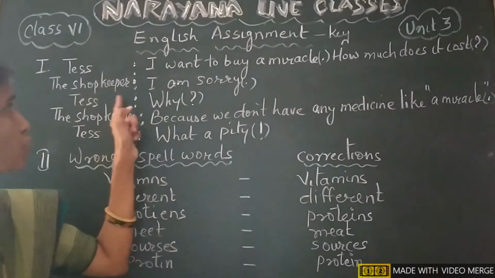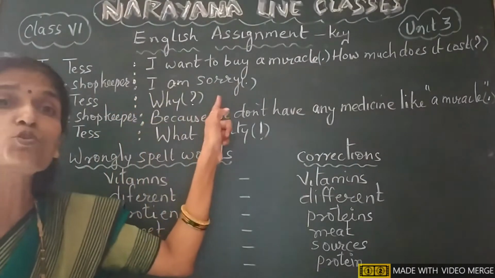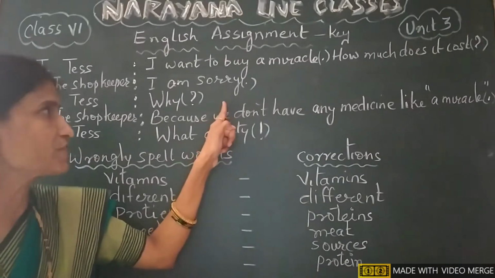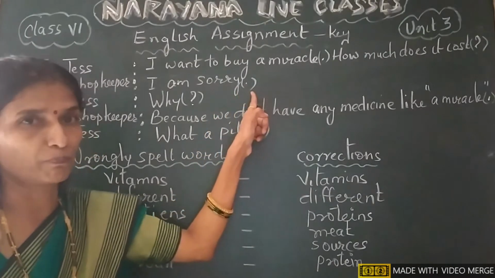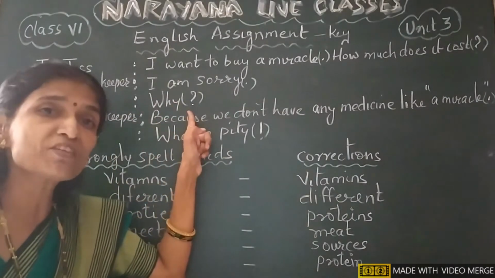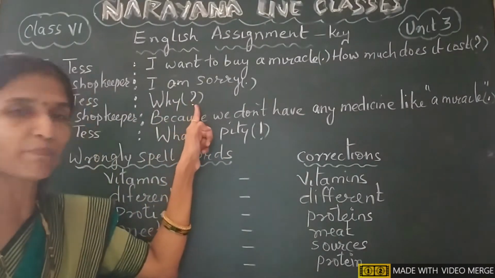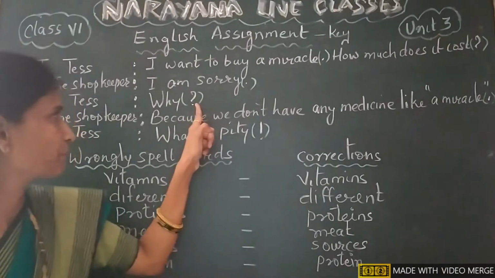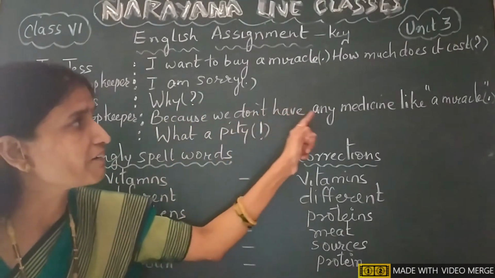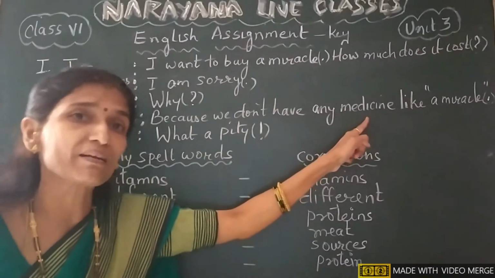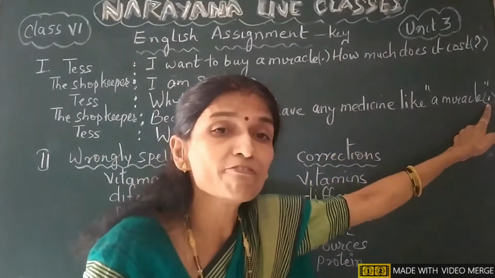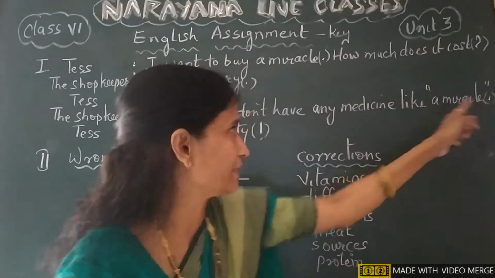Then the shopkeeper says, I'm sorry. Okay, so this is an assertive sentence, so we put a full stop. Then Tess says, why? It's a question, so we put a question mark as the sentence ending. Then the shopkeeper says, because we do not have any medicine like a miracle. It's an assertive sentence, so we put a full stop as the sentence ending.